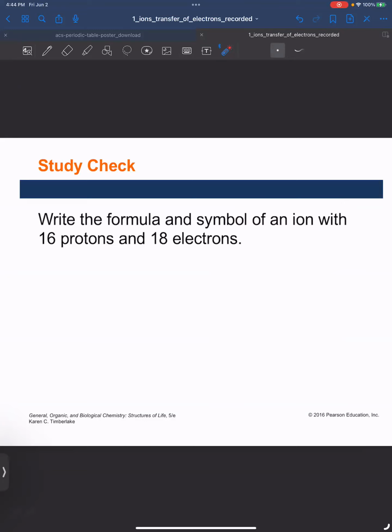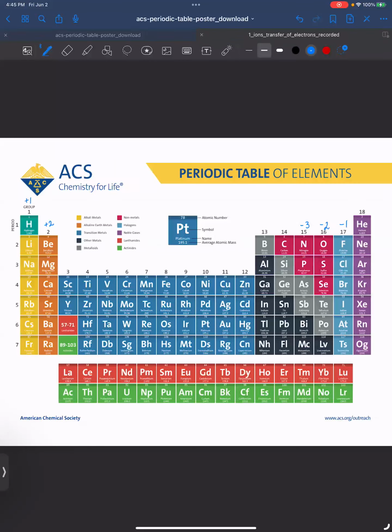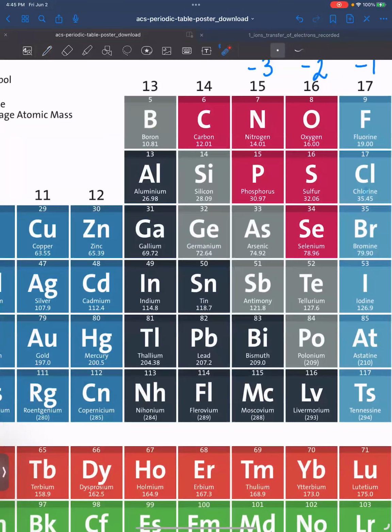So we are asked to write the formula and symbol of an ion with 16 protons and 18 electrons. So first thing I like to do is I look up the 16 protons because I know the number of protons tells me the atomic number. And if I know the atomic number, I can identify the element. So the element with atomic number 16 is sulfur.